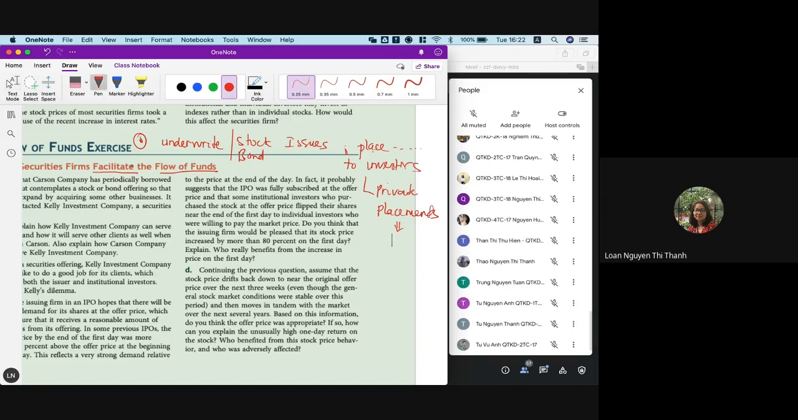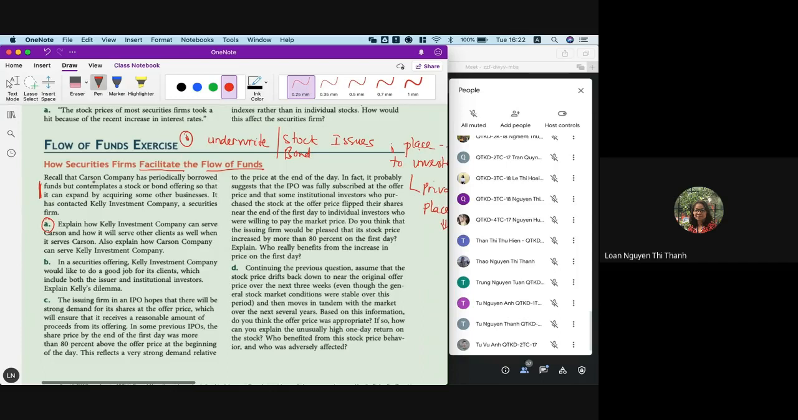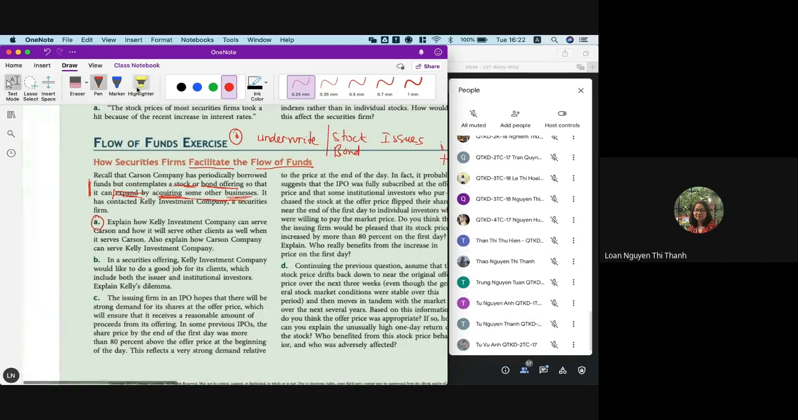About the merger acquisition here, because you remember the Carson company wants to expand by acquiring some other business. So the company needs funds for the merger acquisition. So here, obtaining the funding and facilitating the merger acquisition.